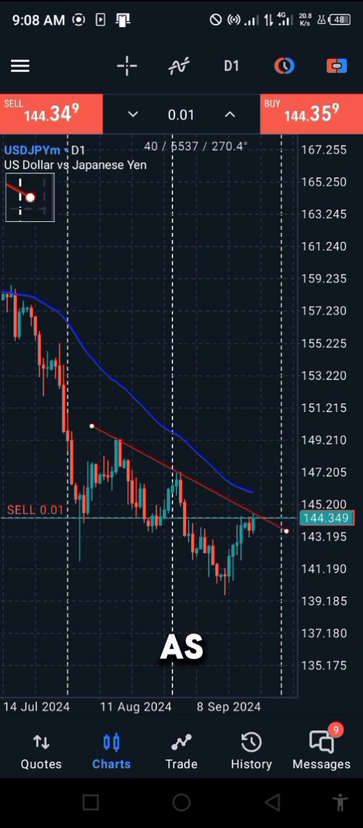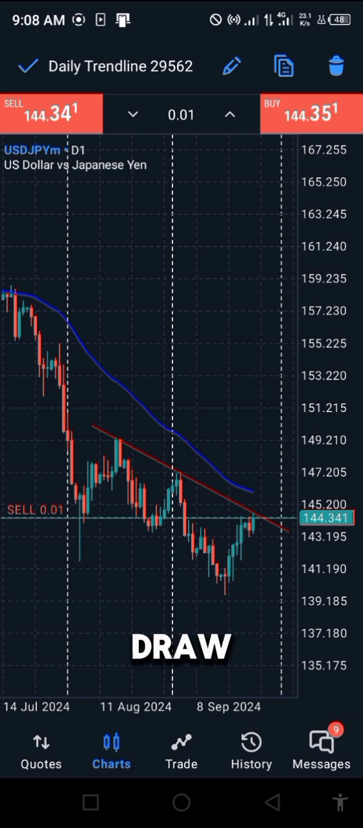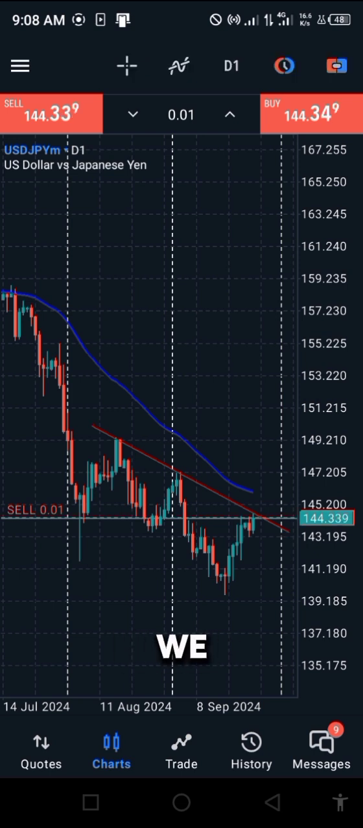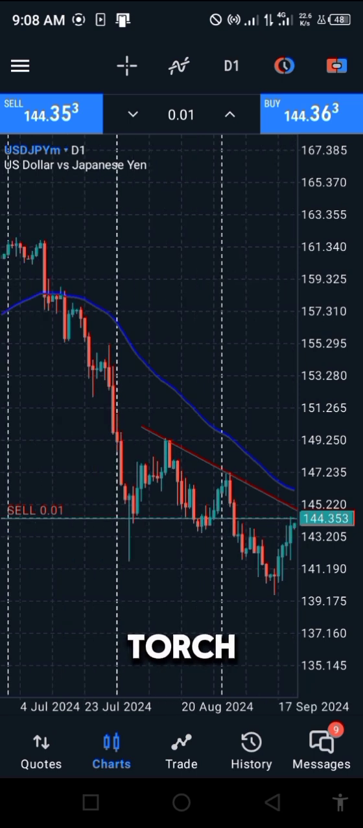Firstly, as I always do, I first of all draw my trend line. If we can see, I draw the upper trend line, and we see it is on the third touch, connecting the third touch. We can see the first touch, the second touch, and the third touch.